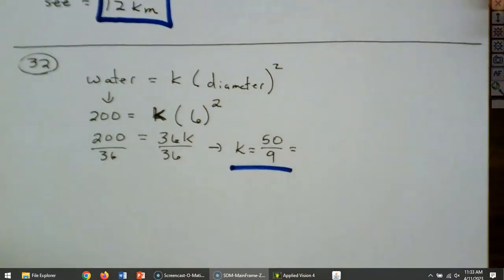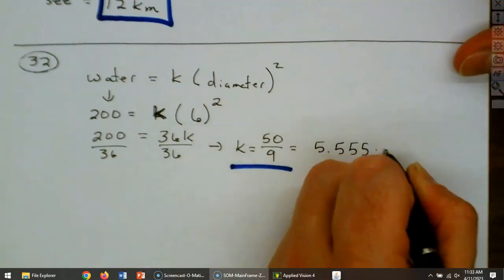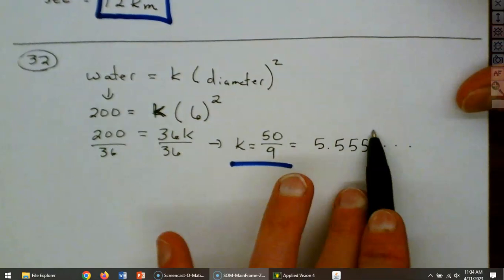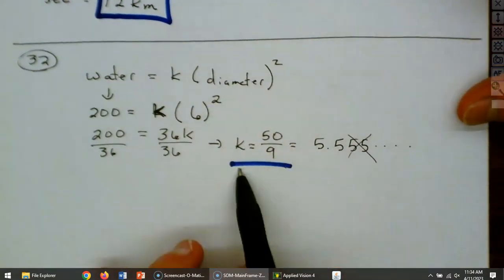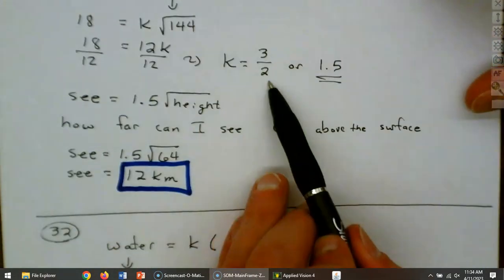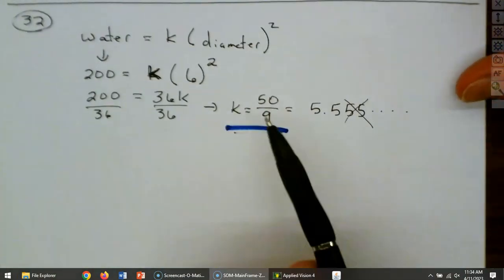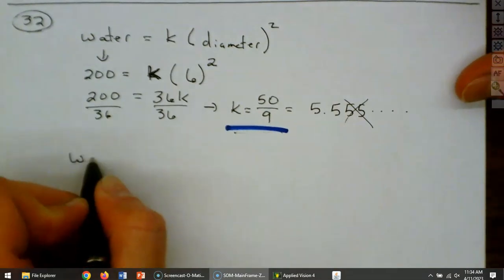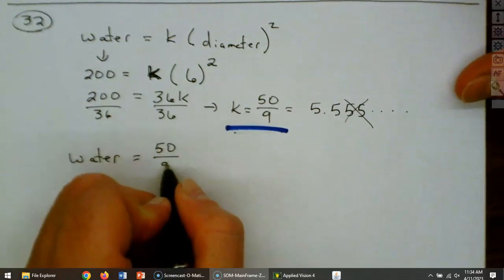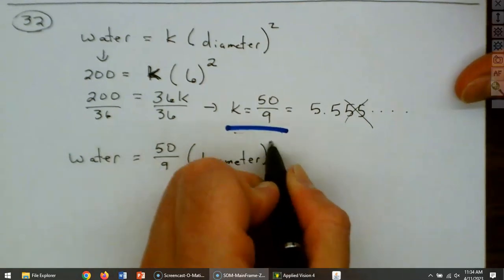Now, why would I not want to use the decimal? Look at the decimal. The decimal goes on forever, right? If it goes on forever like that, don't use the decimal, use the fraction. If it stops, if it terminates, like this one did, you can use the decimal. But if it goes on forever, just keep the fraction. So what's our formula look like? Your water is going to equal 50 over 9 times, again, the diameter squared.